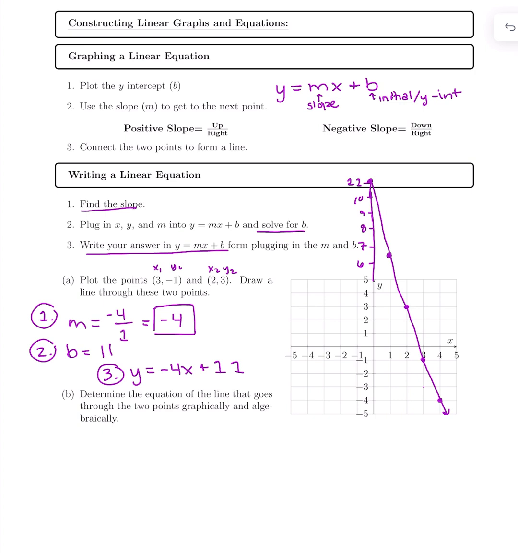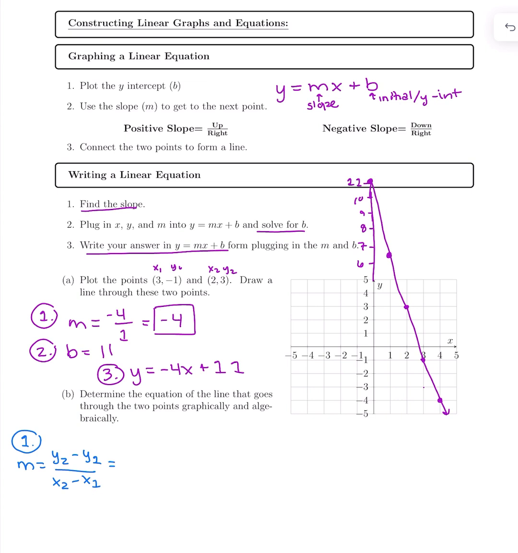Typically, we'll do it without a picture, though. And I actually think that's easier than the pressure of having to draw it correctly. So we're going to do those same 3 steps, but we won't use a picture. So our first step is going to be to find m. Instead of counting boxes and figuring out how many up or down I move over how many over I move, we're going to use our same slope formula that we've been using.